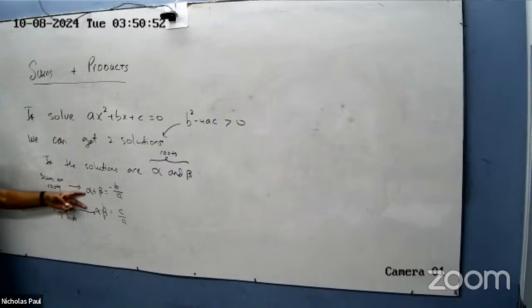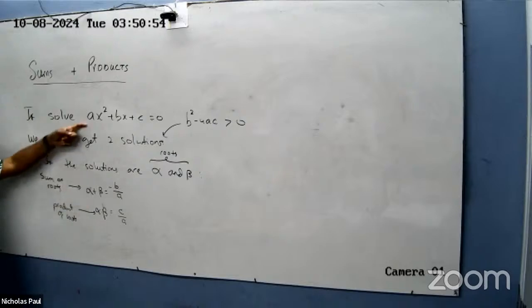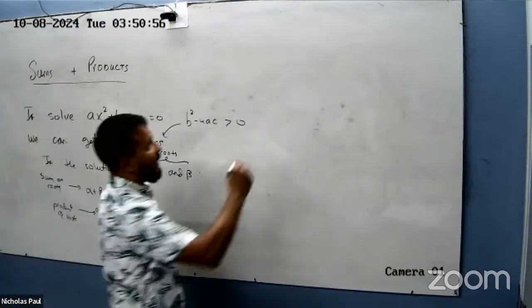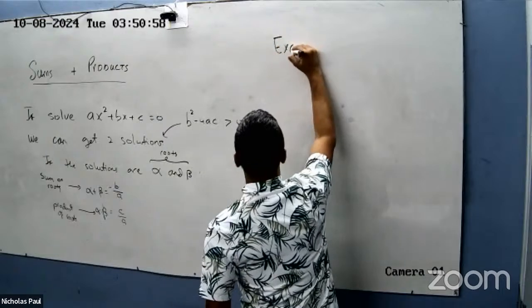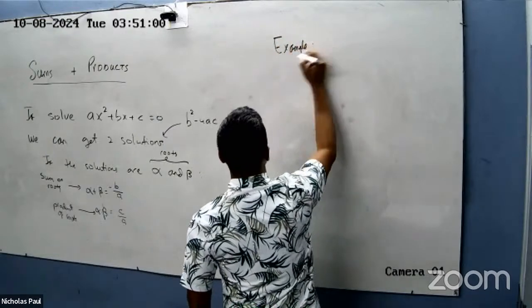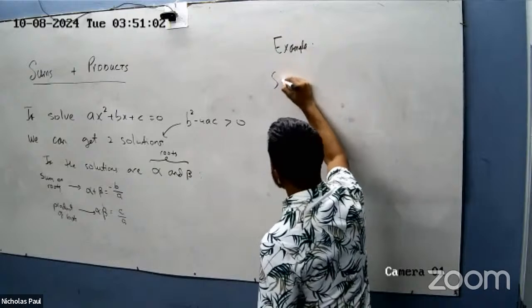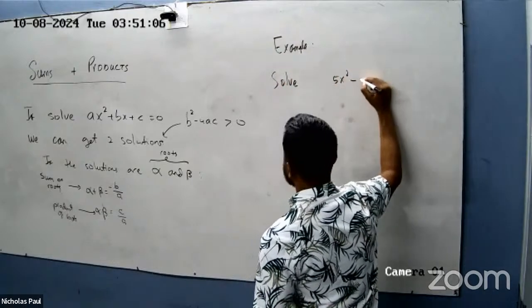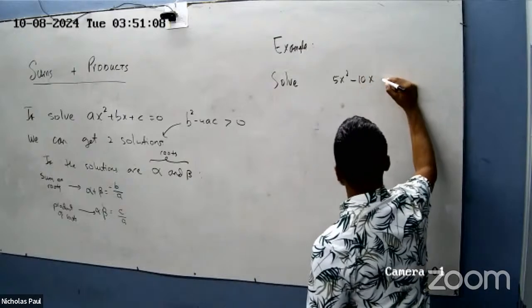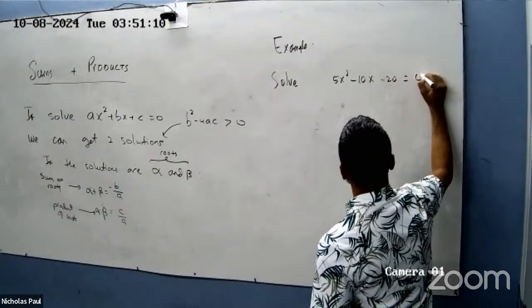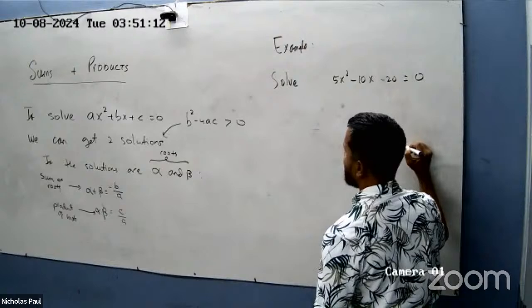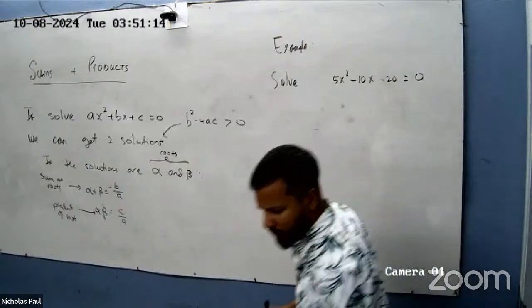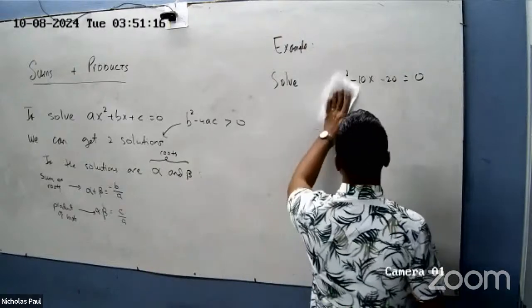So these are two rules that we're going to have to learn from any quadratic. And I want to show you a quick example. Do me a favor, solve this one, please. Solve 5x squared minus 10x minus 20 is equal to 0. All right, no, wait. I'm going to give it some nice numbers. Hold on.